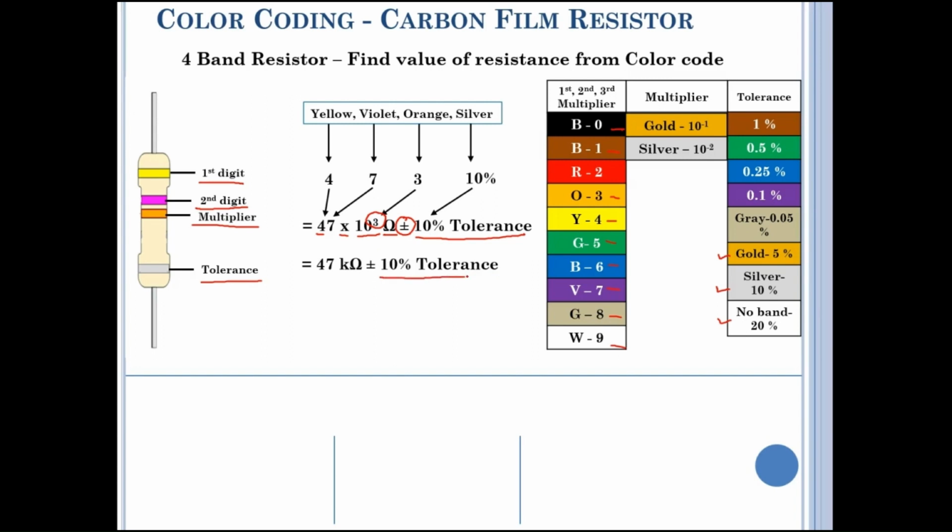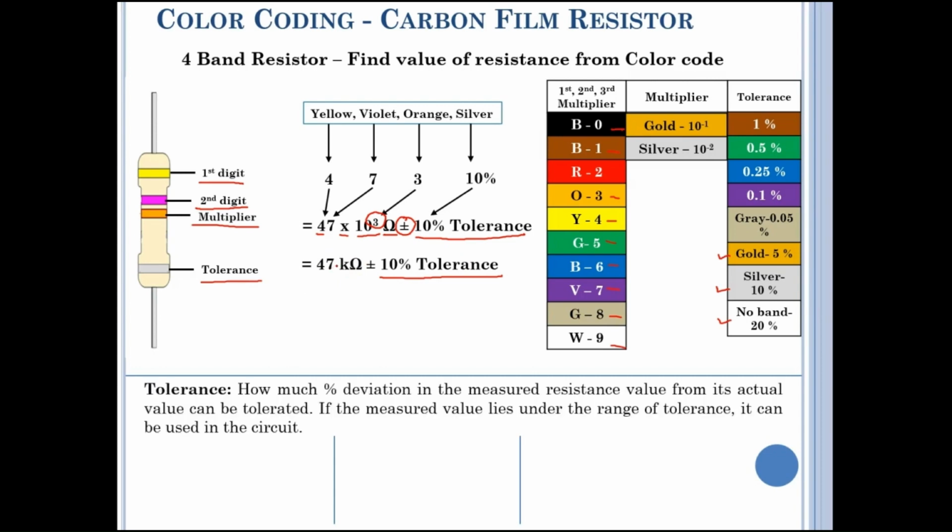So what is this 10% tolerance? How does it contribute to the value of the resistor? Let us see. Tolerance is nothing but the percentage deviation of the measured value from its actual value. So the value we have written, 47 kilo ohm, is the actual value which the manufacturer has given, that it is a 47 kilo ohm resistor, but it can vary. So how do we find this range with the 10% tolerance?